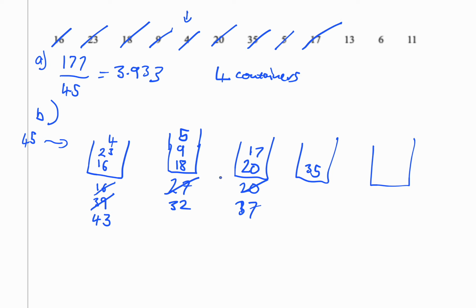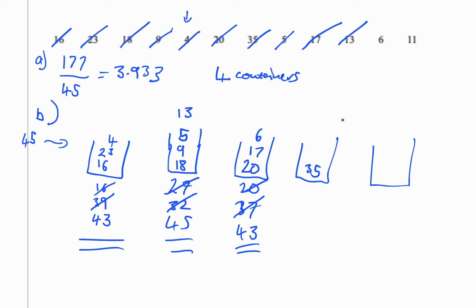13, will it fit in either? Yes. Which one? Bin 2. So 13 goes in bin 2, giving us a maximum of 45. So this bin is sealed. Now we've just got 6 and 11. 6, will it go into bin 3? Yes, which gives us 43.